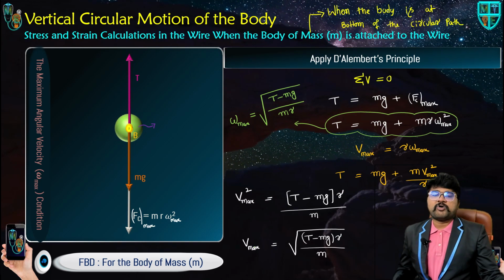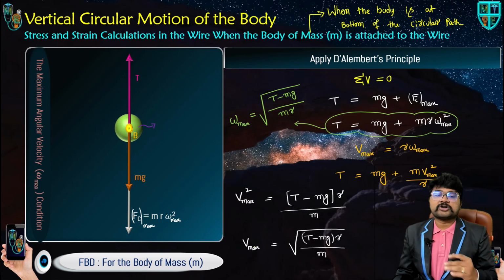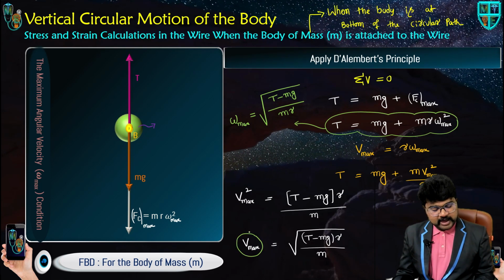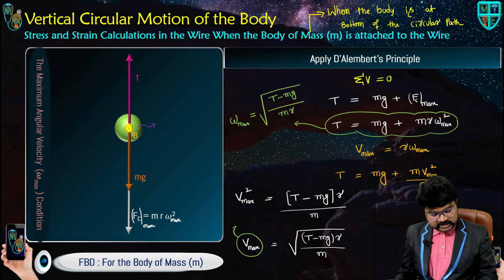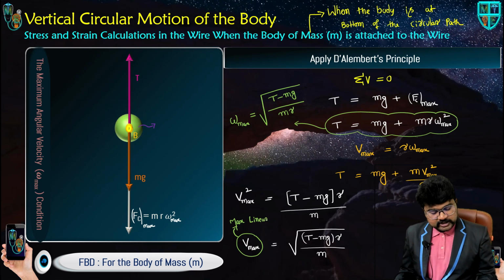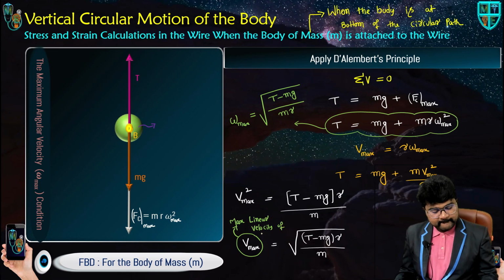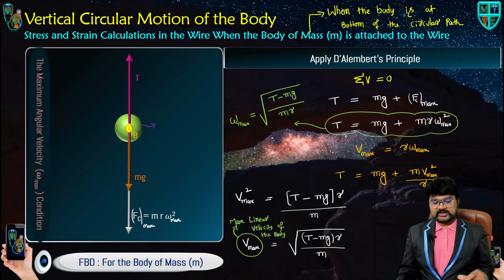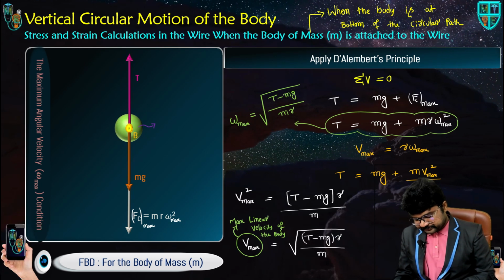This is the case when the body is in vertical circular motion and the body is at the bottom of the circular path. So if you apply this, you will be getting the maximum linear velocity of the body. So tension, everything is done. Okay, so this is the maximum angular velocity of the body.